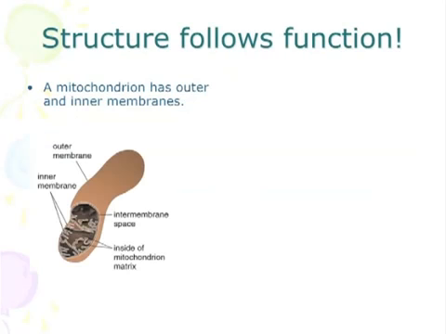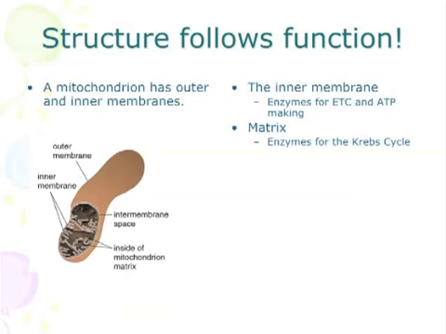So as always, structure follows function is a major theme, and the mitochondria, which is the organelle that cell respiration takes place in, has an outer and inner membrane. These are important because the inner membrane has the enzymes for the electron transport chain and for ATP to be made, and the matrix has the enzymes for the Krebs cycle.